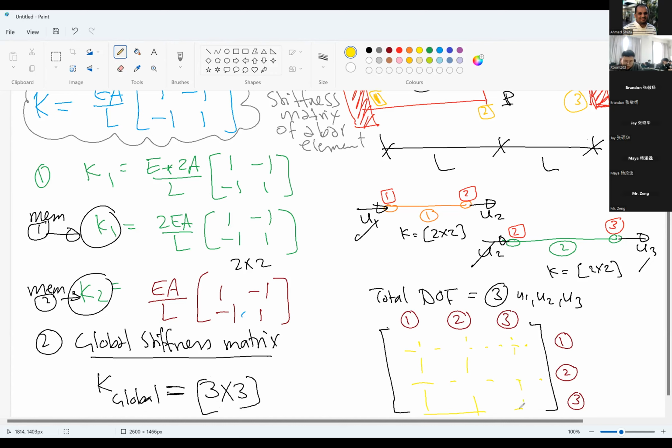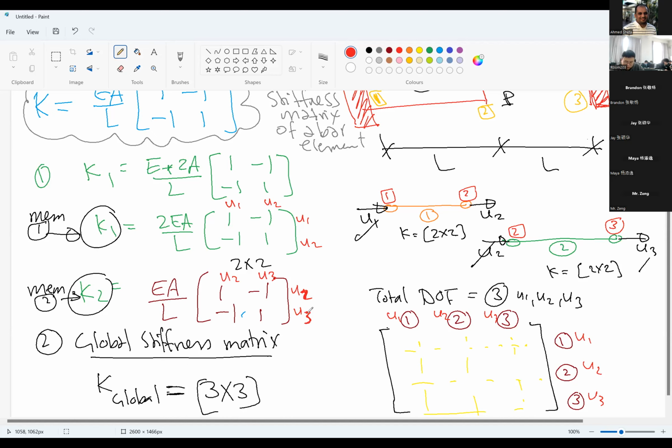Can anyone help me to do this one? There is an easier way to do it. So we'll try to do it. First of all, here, this U1, U2, U3, U1, U2, U3. Here, U1, U2, U1, U2. Here, U2, U3, U1, sorry, U2, U3.